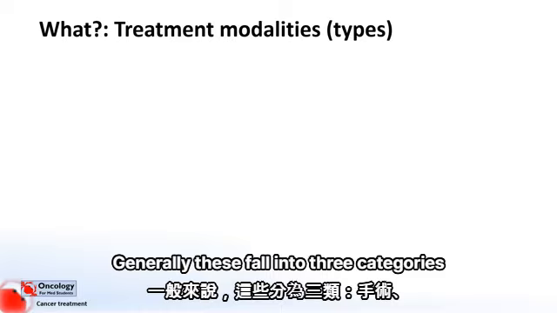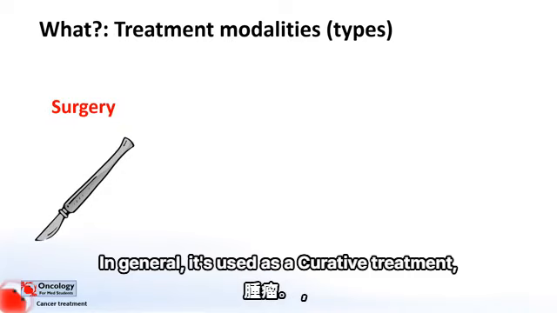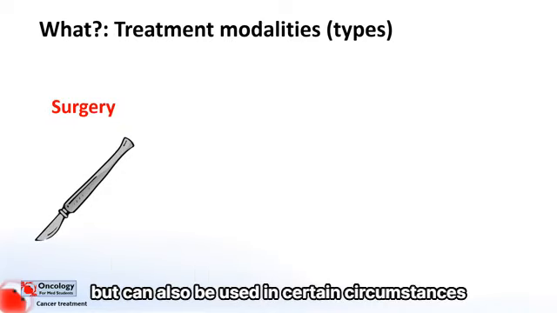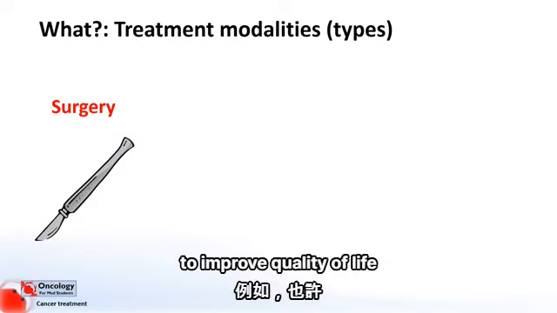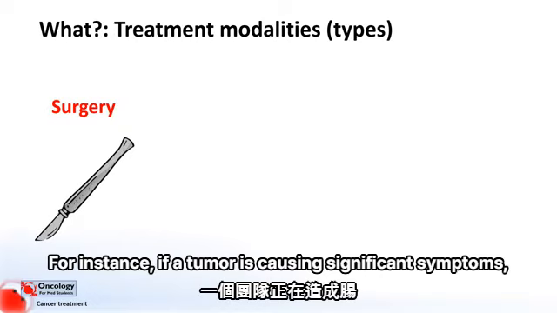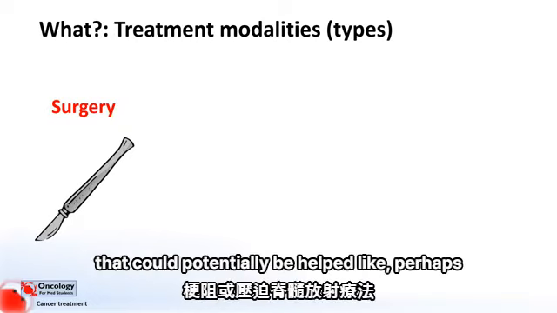So first I'd like to talk about what treatments are available, also known as treatment modalities. Generally, these fall into three categories: surgery, radiotherapy, and medical therapies. The first category, surgery, aims to physically cut out the tumour. In general, it's used as a curative treatment, but can also be used in certain circumstances as a palliative treatment in order to improve quality of life. For instance, if a tumour is causing significant symptoms that could potentially be helped, like perhaps if a tumour was causing a bowel obstruction or was pressing on the spinal cord.